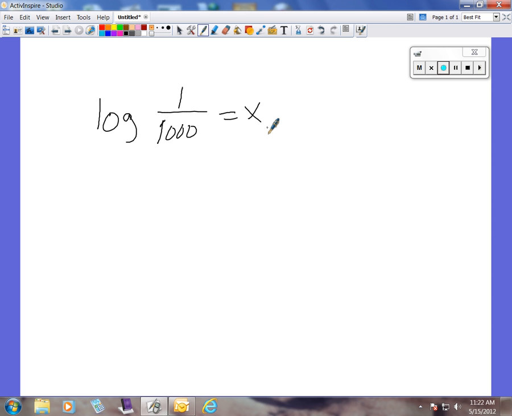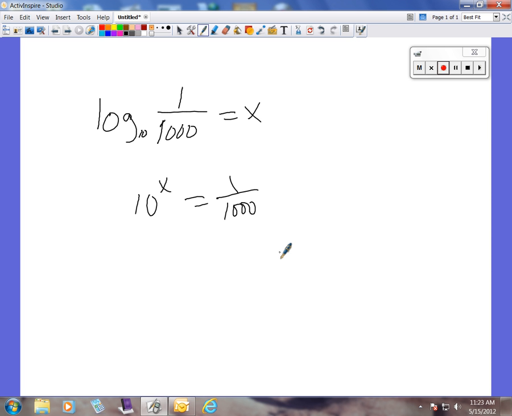Michael, what's the base here since it's not there? 10. Now, you don't have to write it in here if you don't want to, but if you want to do that just so you know. Now, write it in exponential form would be what? 10 to the x. No, we're not doing that yet. We're just writing it in exponential form. 10 to the x equals 1 over 1,000, doesn't it?